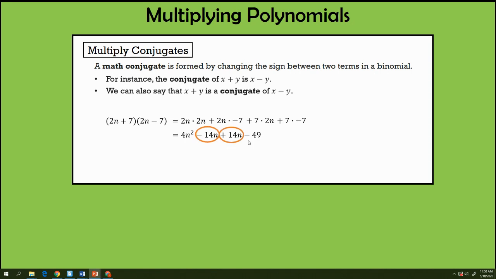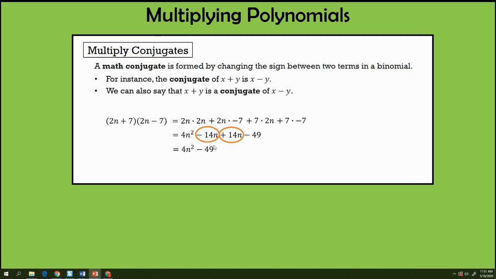Now, the key to this whole thing, the reason we talk about conjugates, is that these two middle terms, your like terms, are always going to be opposites of each other. Since they're opposites, they cancel each other out, and you're left with the answer of 4n squared minus 49 in this case. Notice that my answer became a binomial. It had been a trinomial in the first several examples I showed you. So you will get answers sometimes that are binomials if you multiply using conjugates.